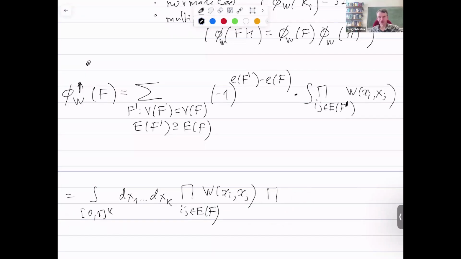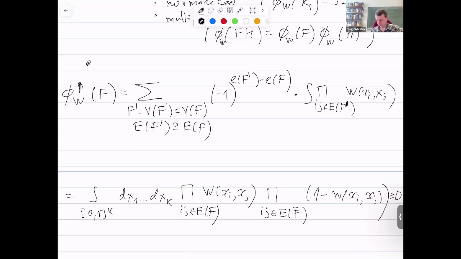If you stare at it for a few seconds, you'll probably notice that you can rewrite it equivalently as a product over all non-edges in f of 1 minus W(xi, xj). Because if you expand this product, you get all possible products of W over non-edges, and the signs will be correct. If you have no extra edges, then the sign is +1, and so on. Now it's clear that this is non-negative.